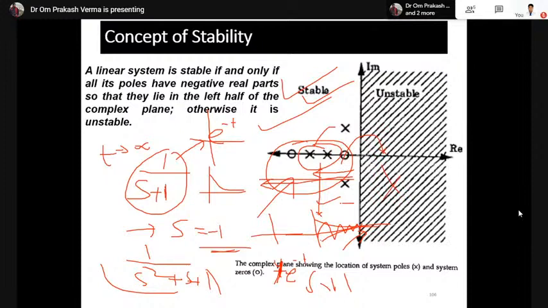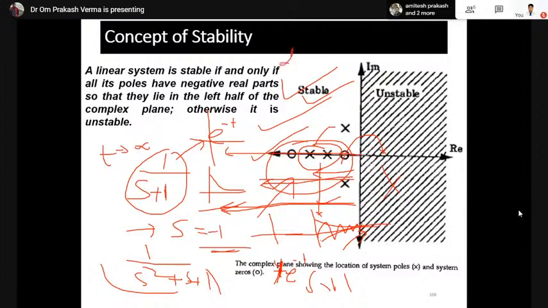It means if the poles are lying far from the origin on the left-hand side, the system is most stable. Okay.